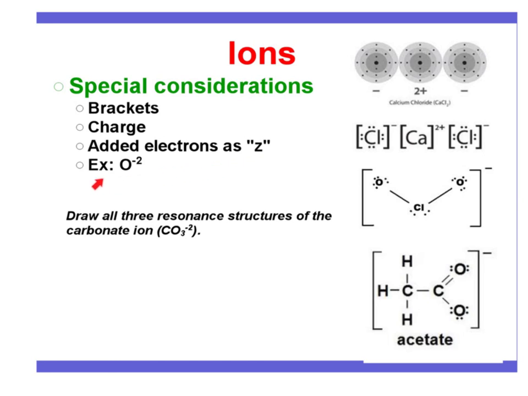So what I'm going to do first is an example, and the example I'm going to show you is O minus 2. And then also, this is going to be our end problem: draw all three resonance structures of the carbonate ion. So that is our goal for today.